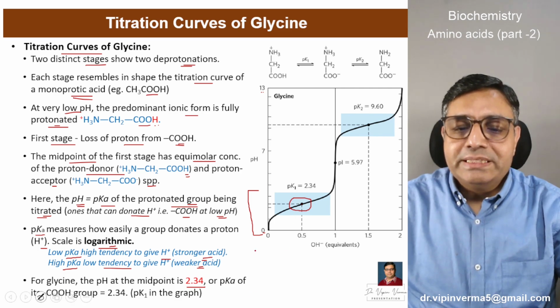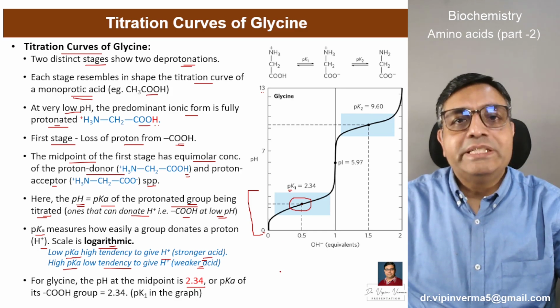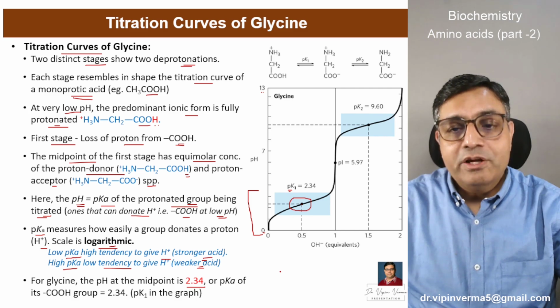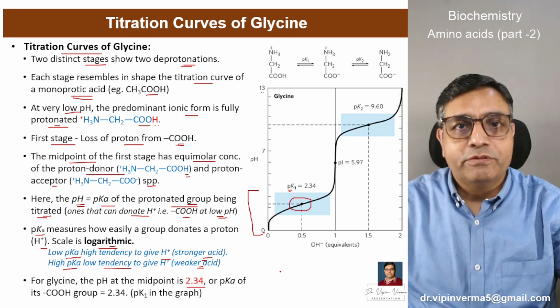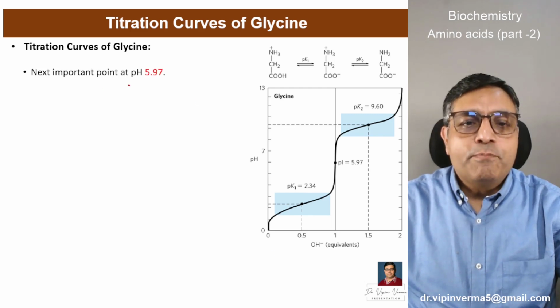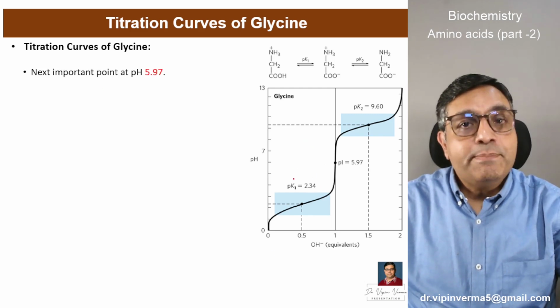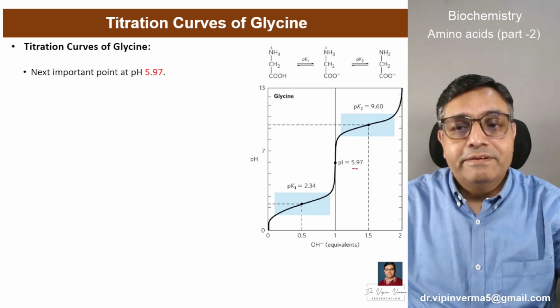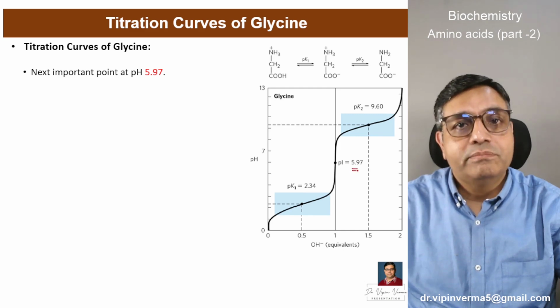Okay, so we can see here in the graph, it is pK1, which corresponds to the pKa of the COOH group. I hope you understood this first stage of the titration. All right, now the next important point in the titration when we keep adding NaOH is 5.97.